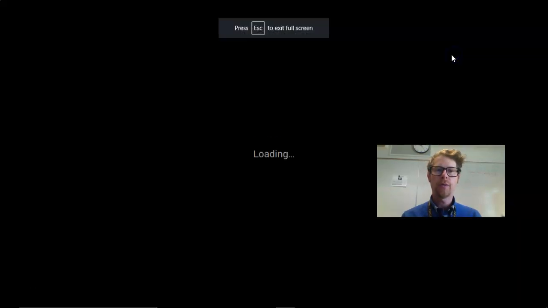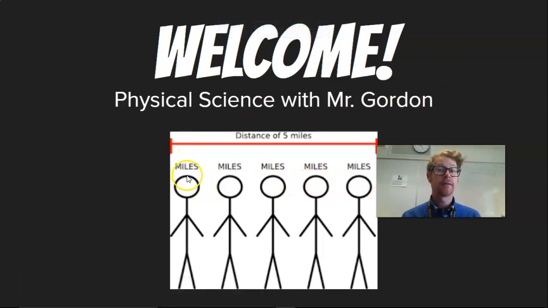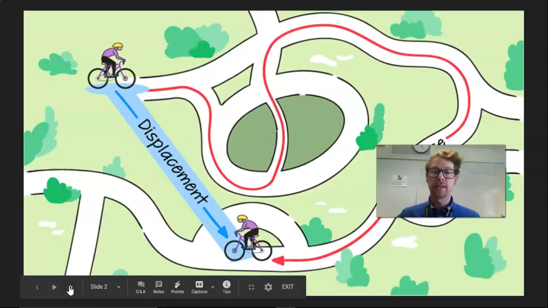Okay, hello and welcome. Do you ever think of this as what the distance of 5 miles is? 5 guys mean miles, that's the distance. Okay, today we're going to talk about distance and displacement. Sound similar, related, but we need to be really clear on what the difference is between distance and displacement.